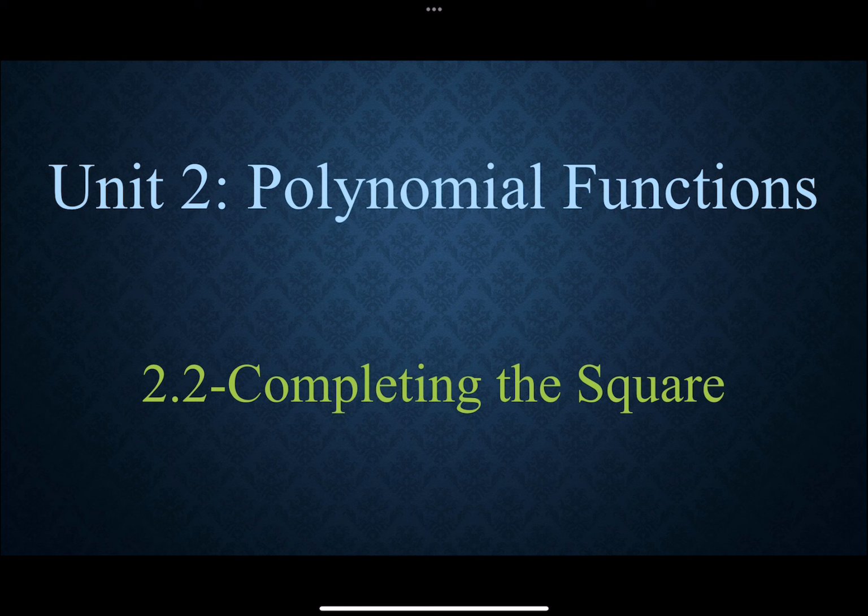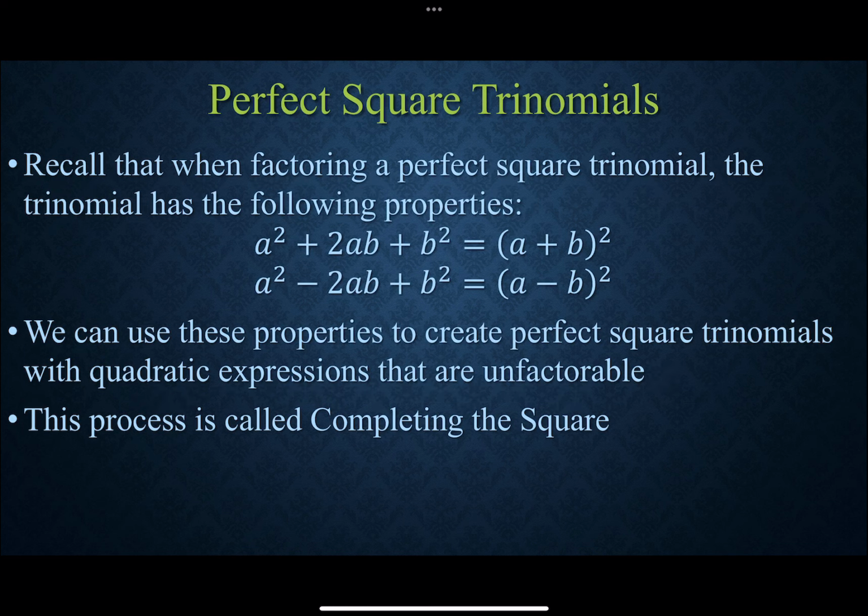So we're taking a look at 2.2, the idea of completing the square. Completing the square is a method we can use to create perfect square trinomials, where a perfect square trinomial is in this form right here, a squared plus 2ab plus b squared, or a squared minus 2ab plus b squared, giving (a plus b) or (a minus b) squared. With an actual number, we'd have x squared plus 12x plus 36. That would become (x plus 6) squared.